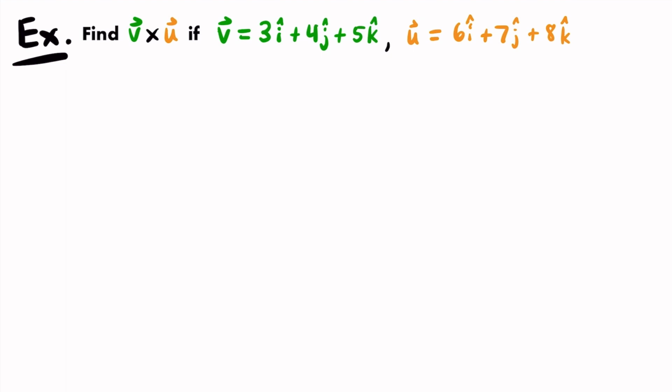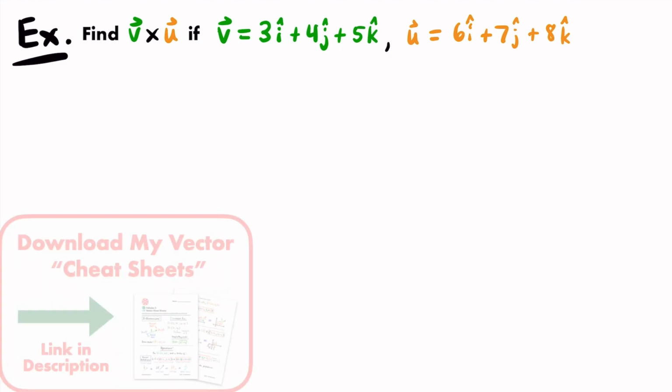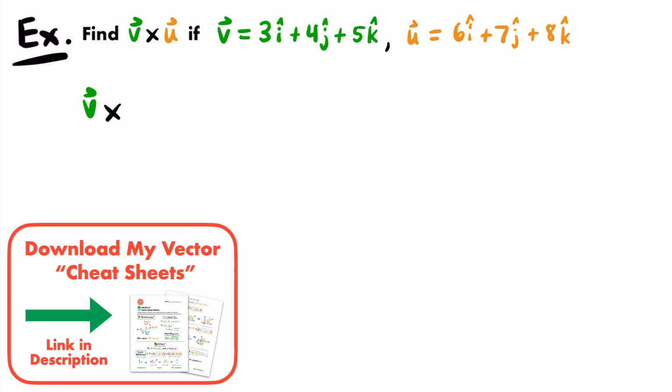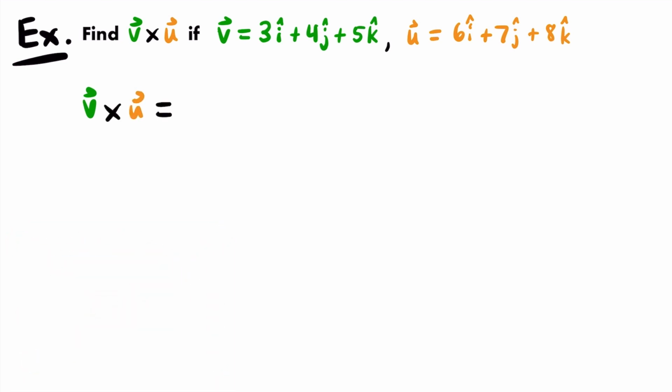Essentially what that involves is setting up a 3x3 matrix using the components of our vectors and then calculating the determinant of that matrix. And so here's what that looks like. We're going to have vector v cross vector u equal to a 3x3 matrix where the first row is just going to be our standard unit vectors. So that would be i, j, and k.